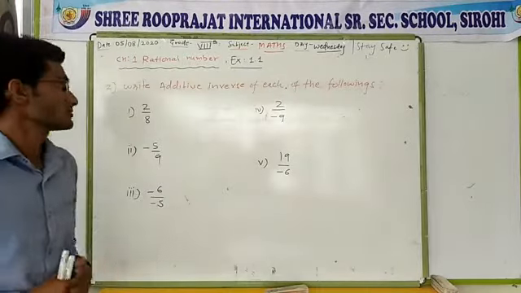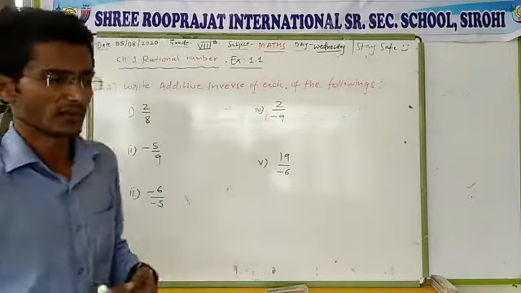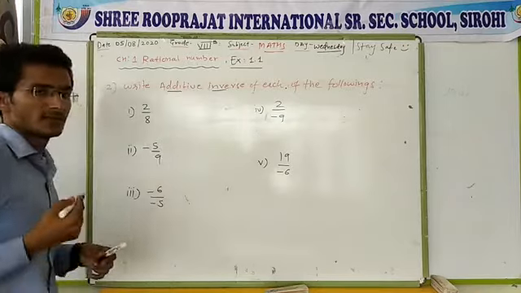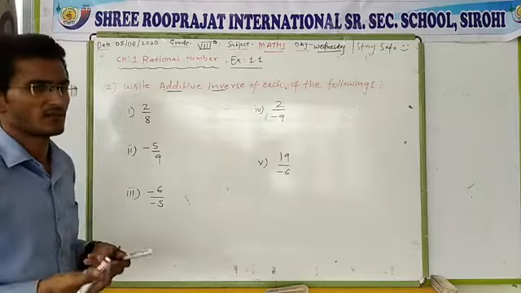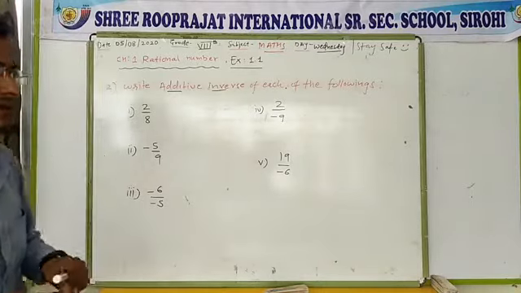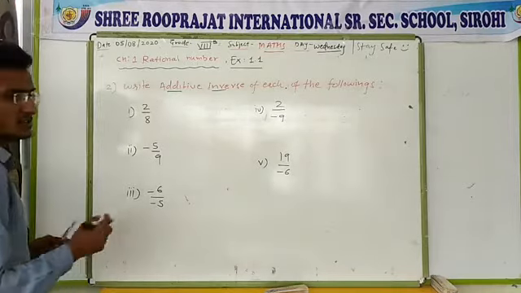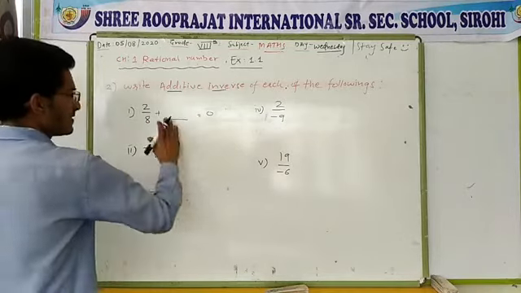So the next question is: write the additive inverse of each of the following. What do we have to add? You have to add the inverse, that means just the opposite of the number. If a negative rational number is given, you have to add a positive. If a positive is given, then you have to add a negative rational number. That means ultimately you need the additive identity, that means 0. What should we add to that number to get 0?